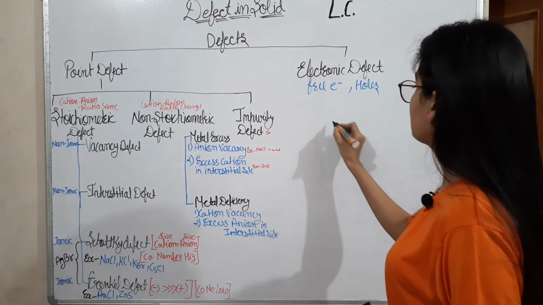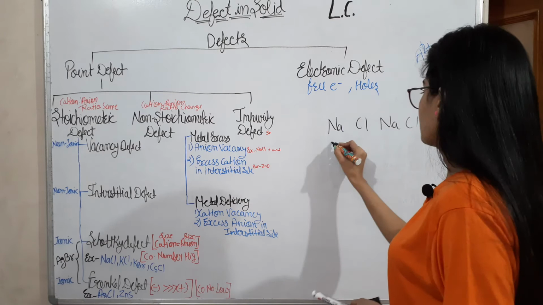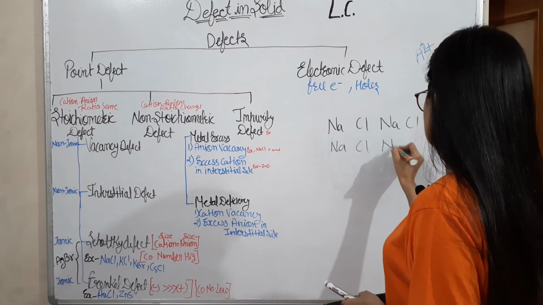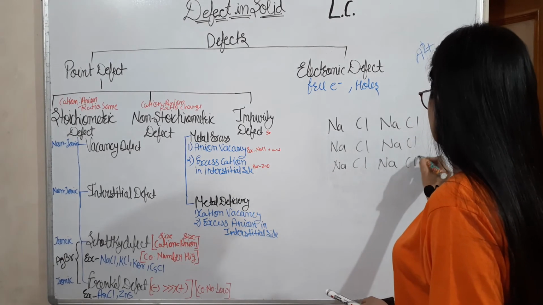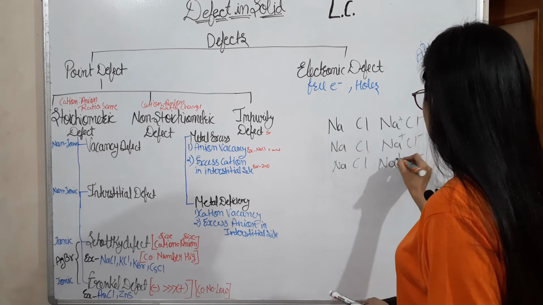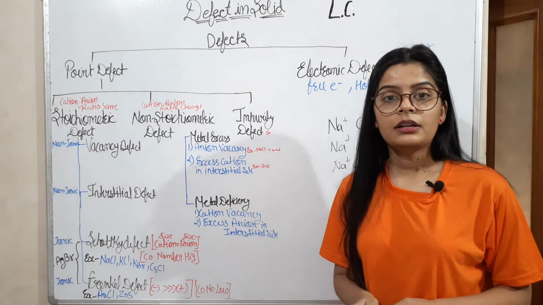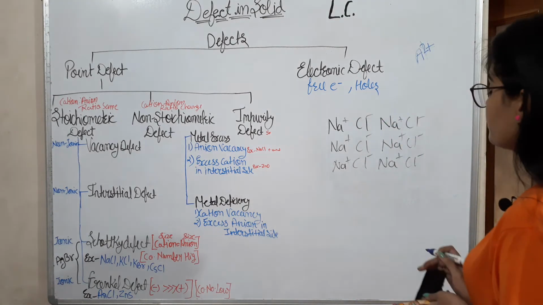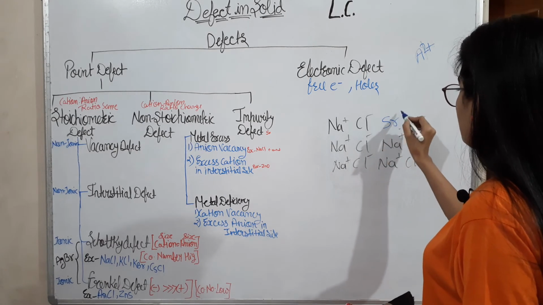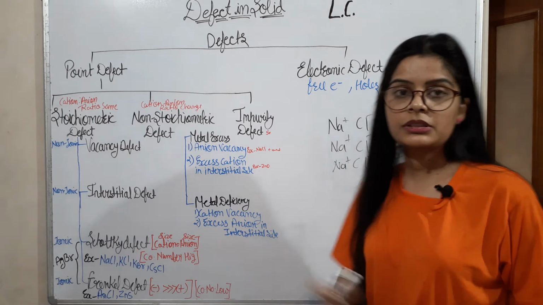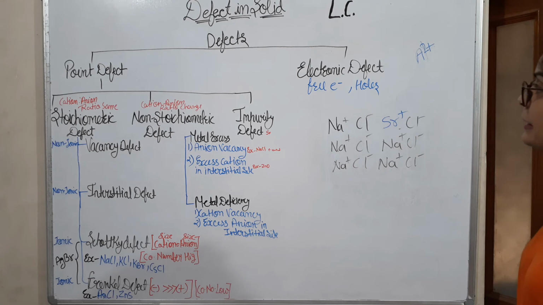Now impurity defect, where an NaCl solid is present and there is addition of impurity. Addition of impurity means in place of sodium, Sr plus is added to this solid. So now this is an impurity in this solid. So this is known as impurity defect.